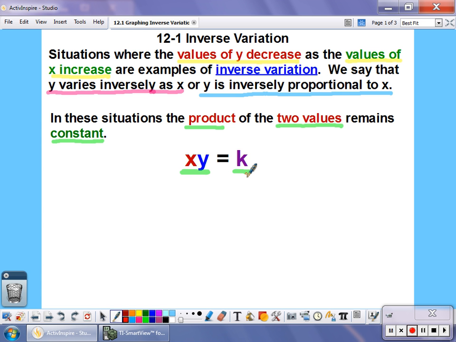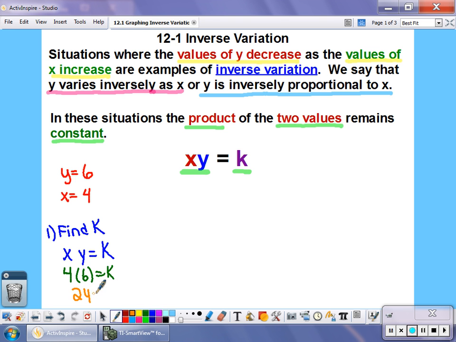If you were doing a problem like this, it might say something like, graph an inverse variation equation in which y varies inversely with x, and let's say y is 6 when x is 4. The first thing you would have to do to graph this inverse variation problem is find your constant. Step one is going to be to find your constant. The way you do that is you multiply x times y, which will give you that value of k. So I'm going to plug in 4 times 6, and I'm going to find out that my constant is 24.